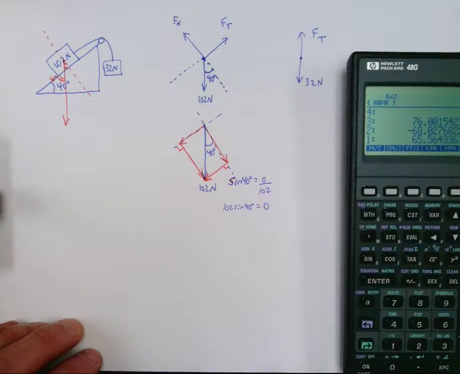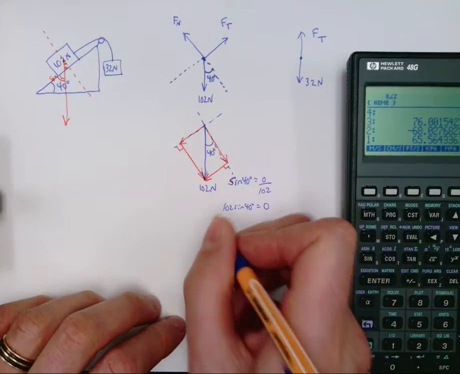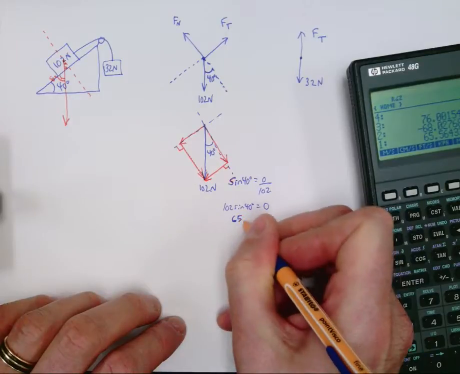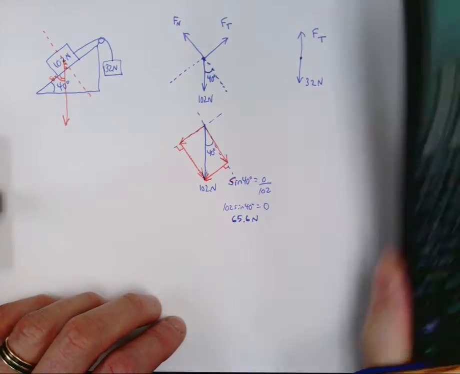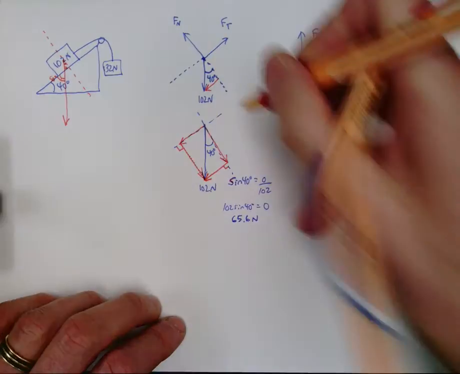Anyway, it looks like 65.6, let's say, is the value of the x component, 65.6 newtons. So I can draw that into my picture right here, 65.6 newtons.